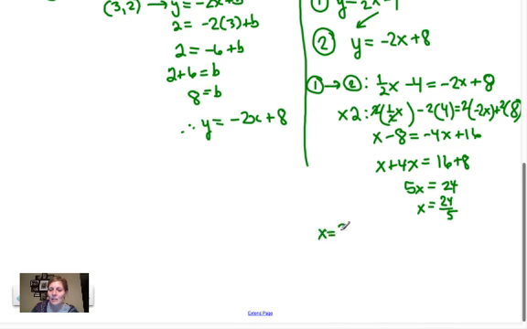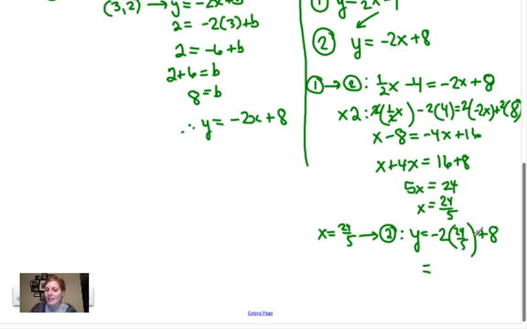So x is equal to 24/5. And I'm going to sub that back into, let's use 2 because it's a prettier equation. There's no fractions there. I'm going to sub that into 2. And that's now going to be y is equal to negative 2, the x I can write as 24/5, plus 8. And we do the math.